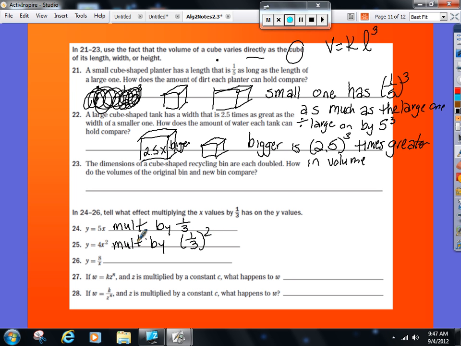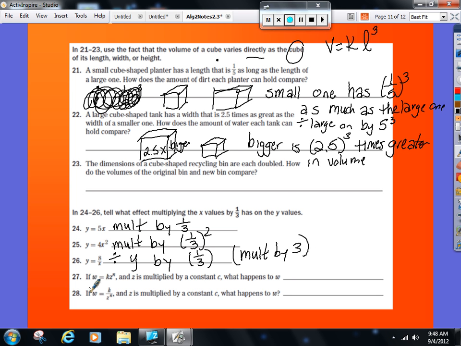If I multiply x by 1/3 here, I'm actually going to multiply y by 1/3 squared because of the exponent. In this example, this is inverse, so if I multiply x by 1/3, I'm going to divide y by 1/3. I think that's weird when we say divide by a fraction. I probably would say multiply by 3. It's up to you.